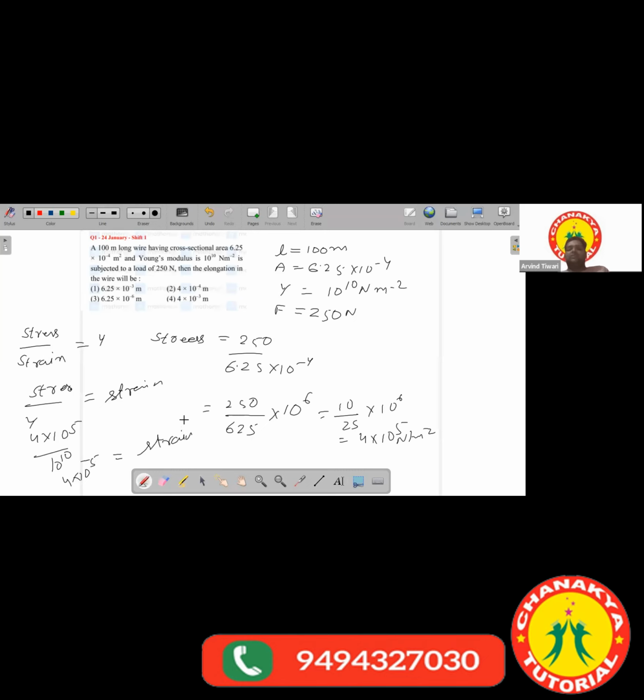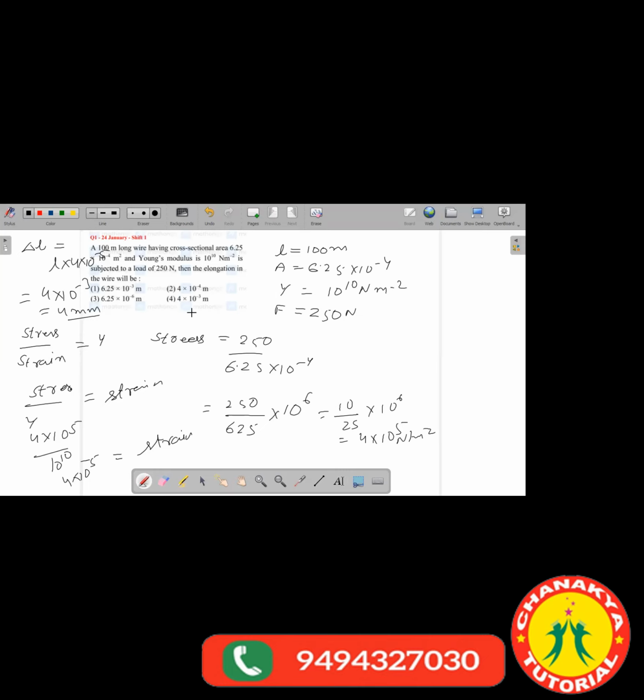Then using the definition of strain, as we know that strain is delta L by L, change in dimension by original dimension, we write here delta L will be equal to L multiplied by 4 multiplied by 10 to the power minus 5. So L is given as 100. If you multiply this 100 by this, you will get 4 multiplied by 10 to the power minus 3, which is 4 millimeter. So the change in length, the extension produced, is 4 millimeter, or 4 multiplied by 10 to the power minus 3. So which option is correct here? Option 4. Okay.